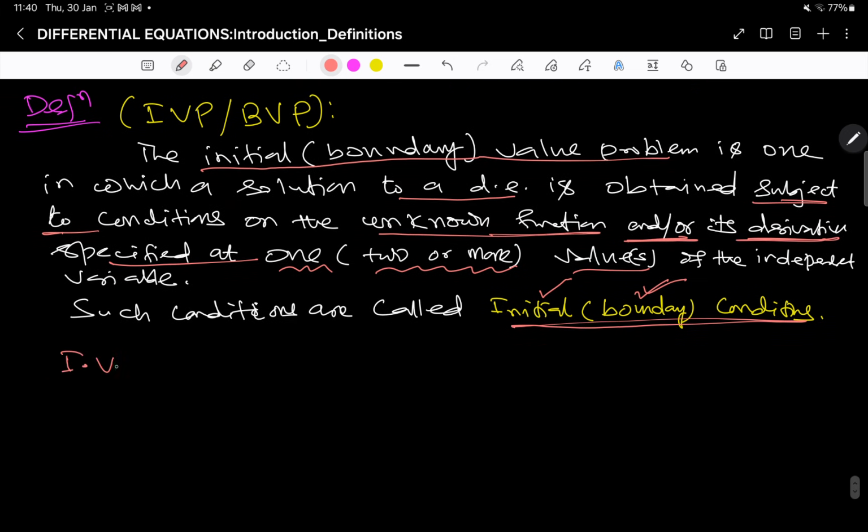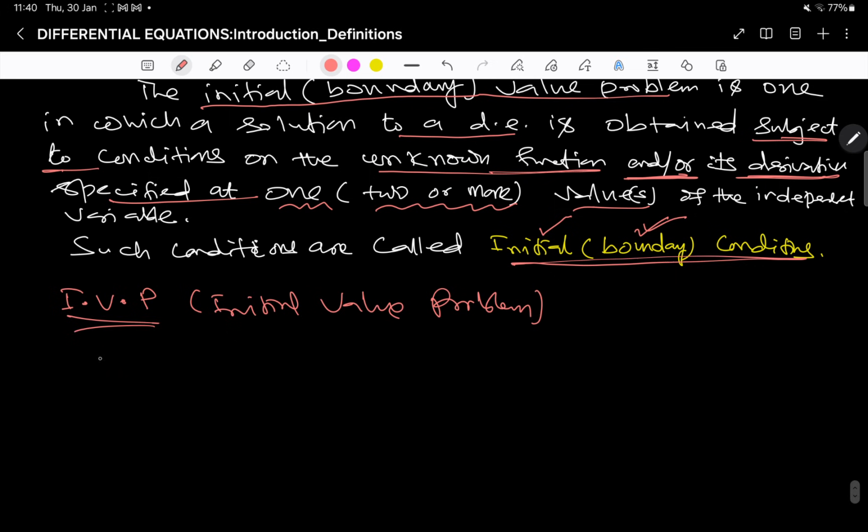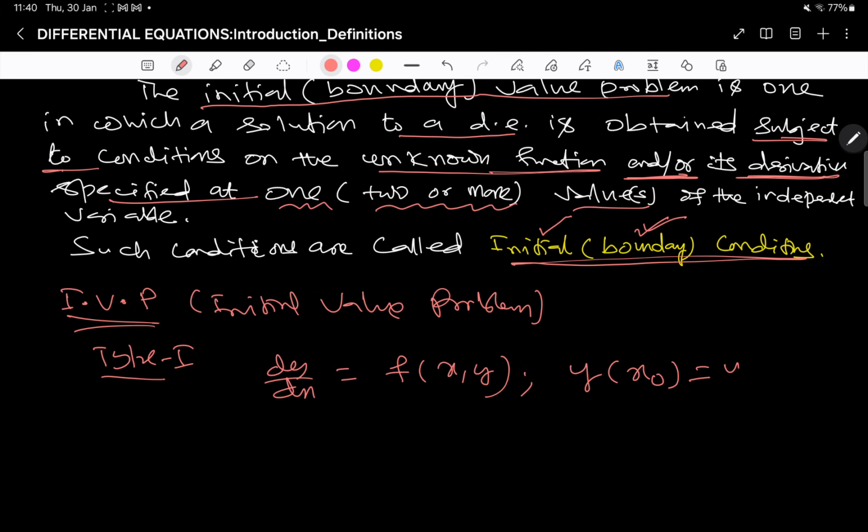In particular, coming to an initial value problem, IVP, it may be of first order or second order. Suppose type 1 is dy/dx = f(x, y). Here the order is 1, so we need only one condition, y(x0) = y0. This is the initial point of the independent variable. Now if it is type 2, second order, d²y/dx² = f(x, y, dy/dx).